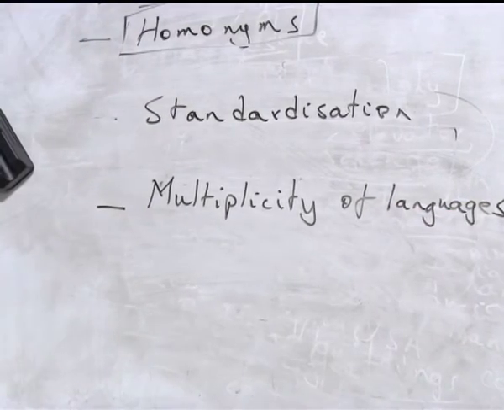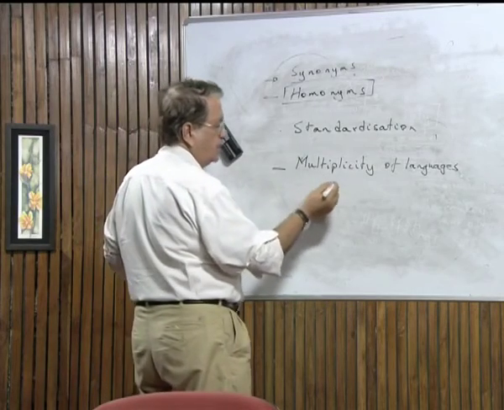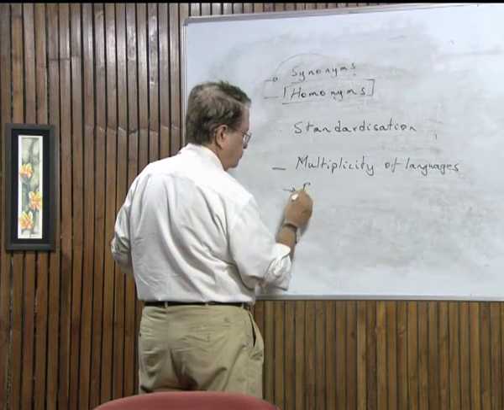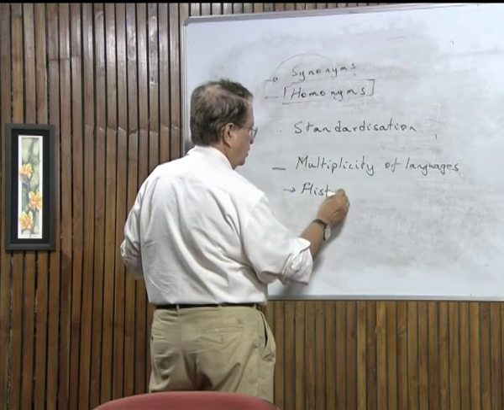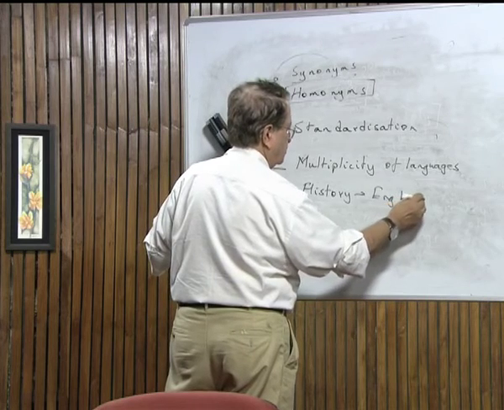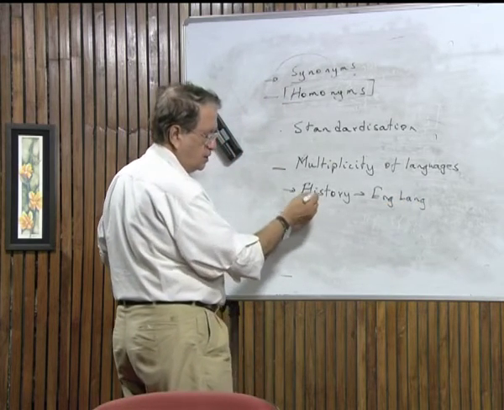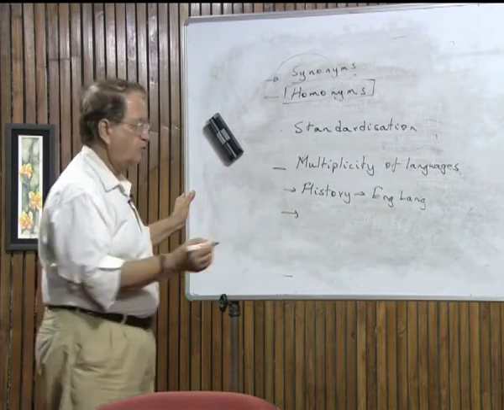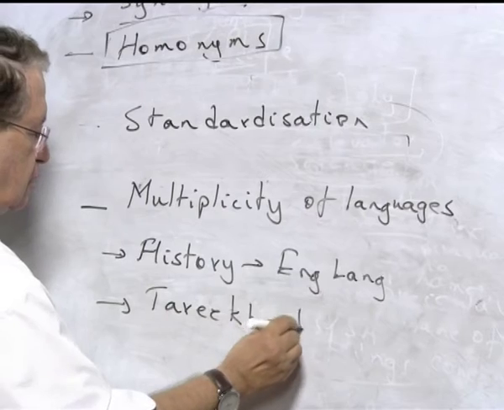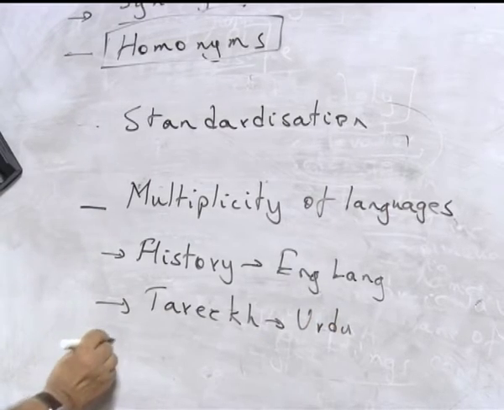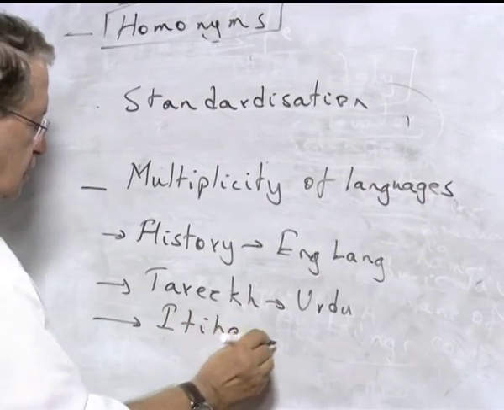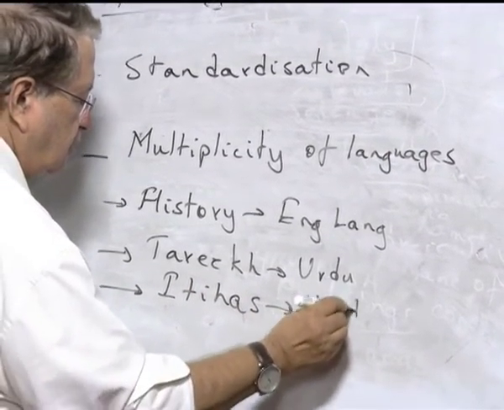What does multiplicity of languages mean? Multiplicity of languages means that we have many different languages. For example, we use the term history. History is a term in the English language, but if you denote the same concept in Urdu, you will use the term tarikh. The same group of ideas is known as itihas in Hindi.